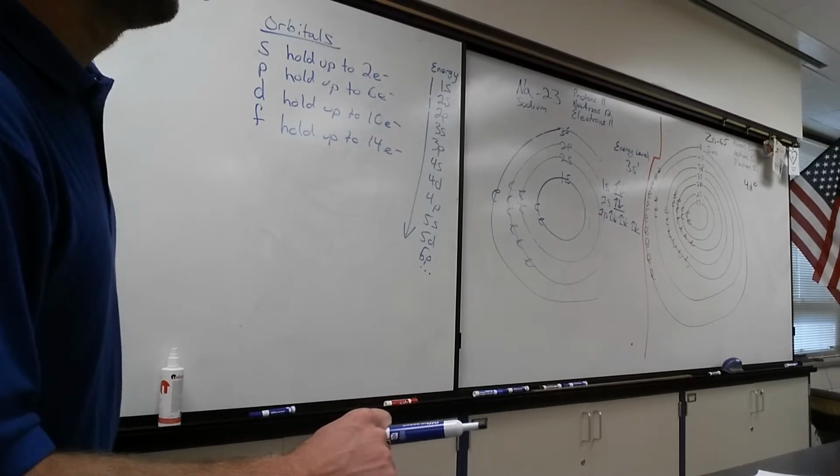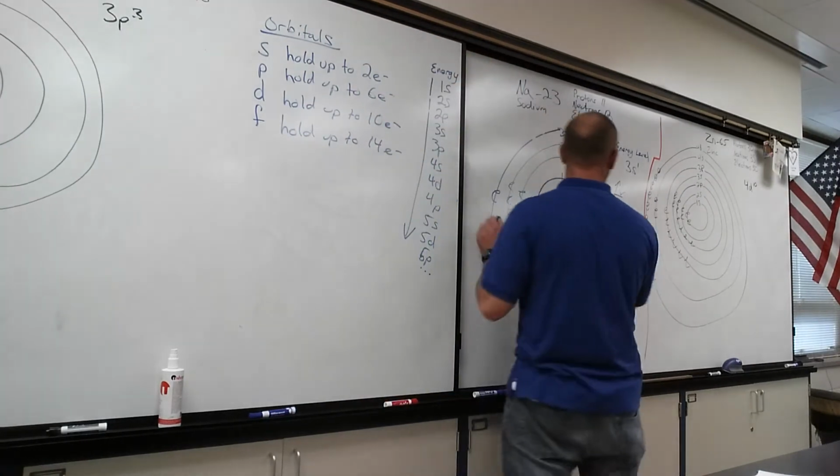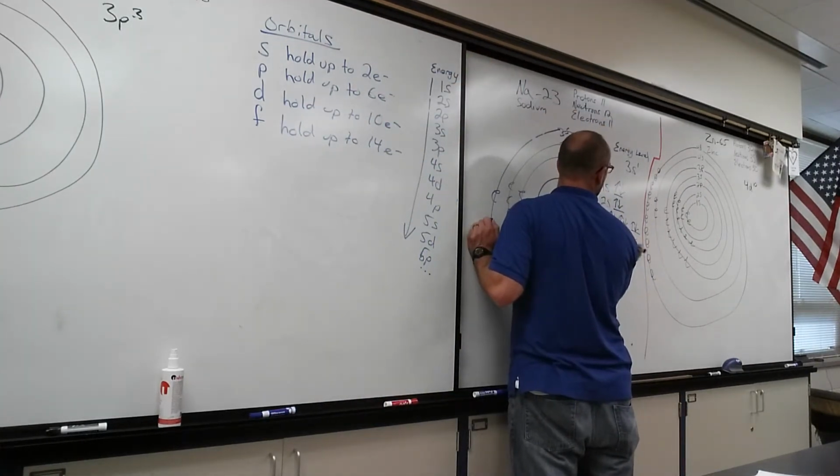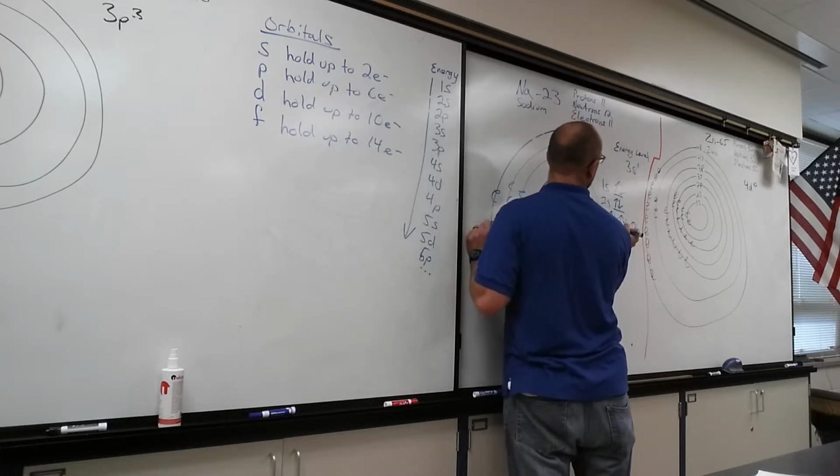What's after 2p? 3s, and s can hold 2, so it needs how many lines? Just one line. How many electrons do we need in that? Just one. Just going to draw an up arrow.